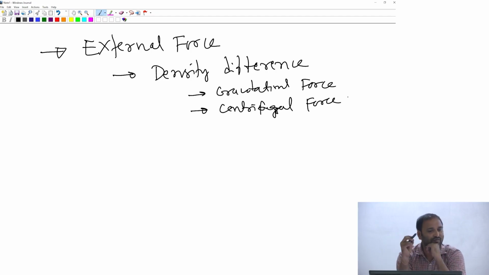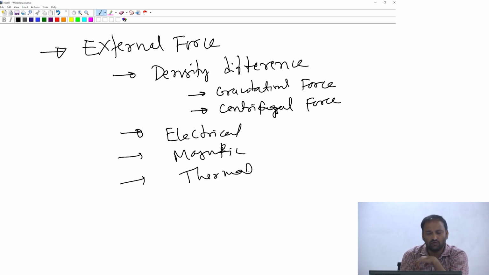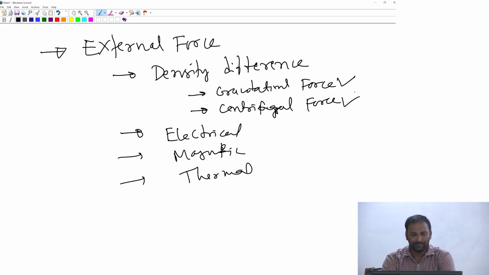Any other external force that we can think of? Again, something that we discussed the other day. It could be electrical forces, magnetic forces, or thermal forces. So essentially, you can set a particle into motion by using any of the external fields. We're going to see some examples where we look at the motion of a particle under the influence of gravitational force and centrifugal force in this class. Now, we'll think of a simple example.